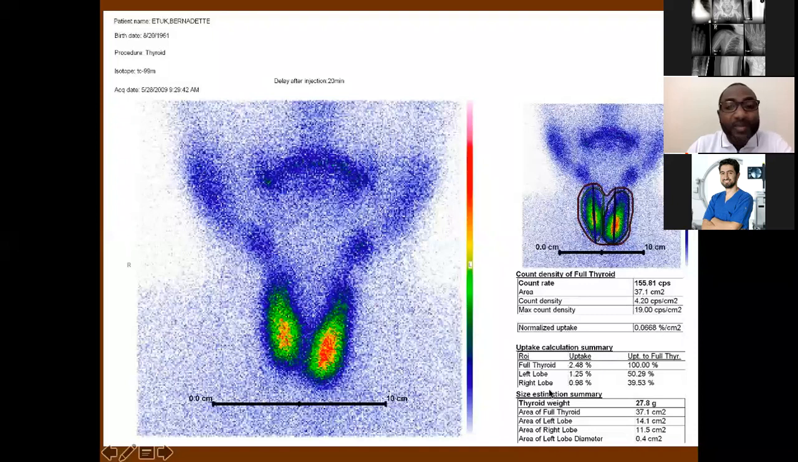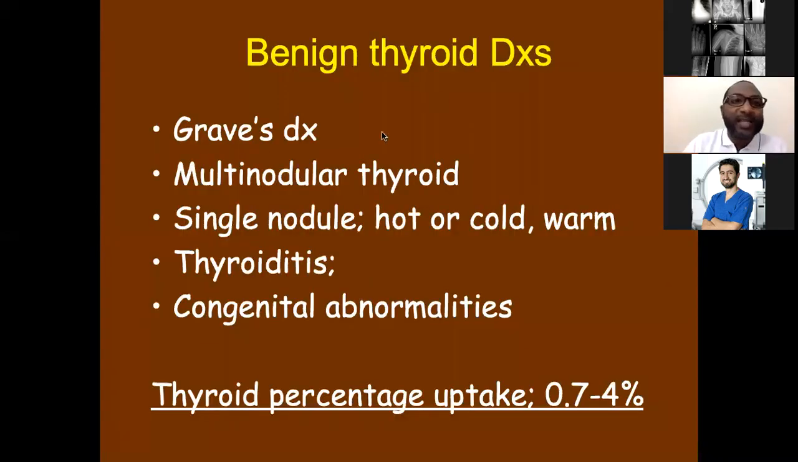Now, this percentage uptake is very important, particularly when we decide to use high dose radioiodine to treat patients with thyroid disease. Examples of patients that we treat with benign disease are Graves' disease, multinodular goiter, which is also termed Plummer's disease, a single nodule, which can be hot nodule, cold nodule, or warm nodule. I'll discuss and show you images subsequently, thyroiditis and congenital abnormality. Like I mentioned earlier, one of the reasons for doing thyroid scintigraphy is to calculate the thyroid percentage uptake.